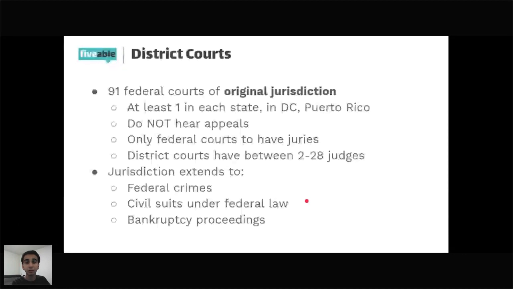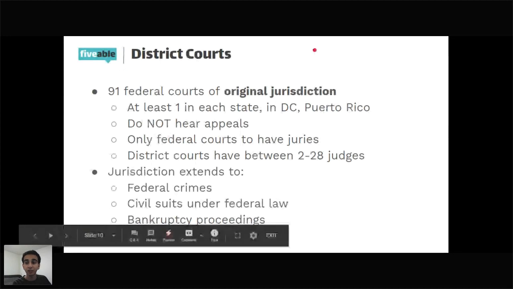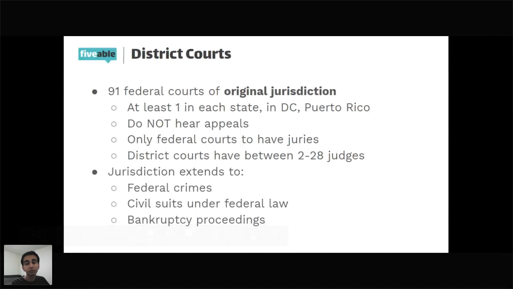So in terms of district courts, there are 91 federal courts of original jurisdiction. That basically just means that they have the power to hear the case first, okay? And then you can just go through this slide. Again, we have 13 standards to cover, so I don't want to spend too much time on this, but you could always go back and watch the replay or the slides. They do not hear appeals, and they're the only federal court to have juries.